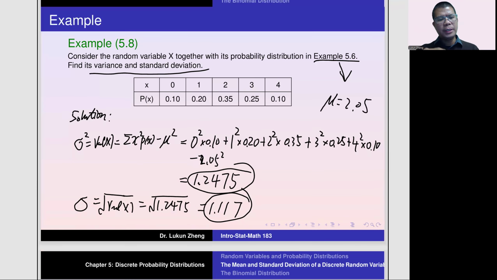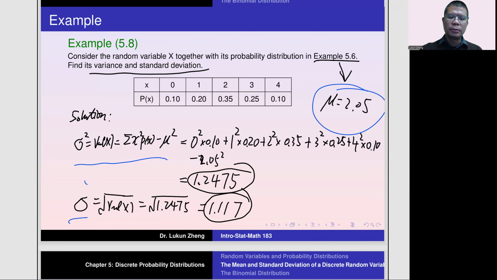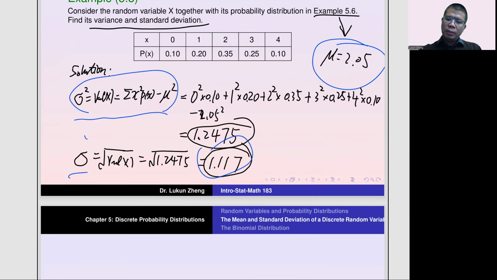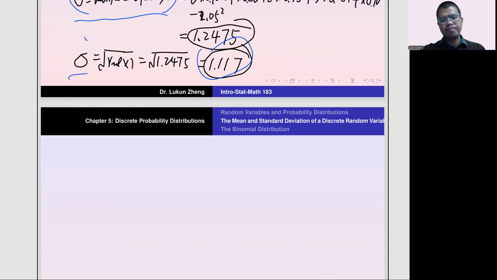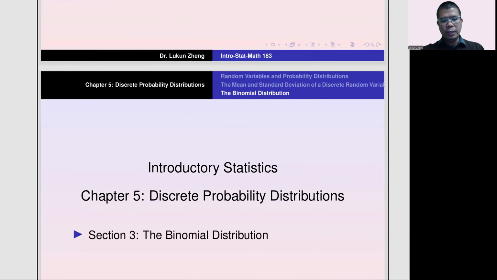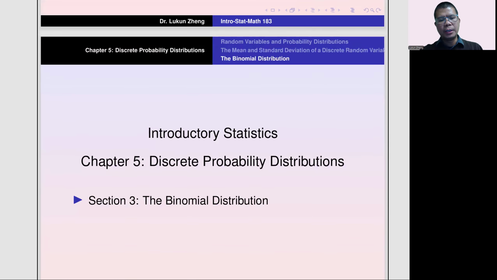Okay, so now this one as well, right? We already found that mu is 2.05, and then sigma square equals this, sigma equals this. All right, you know how to do it, right? So I use method two, using this formula. But it's really up to you. Okay, all right, so we're done with the second section.